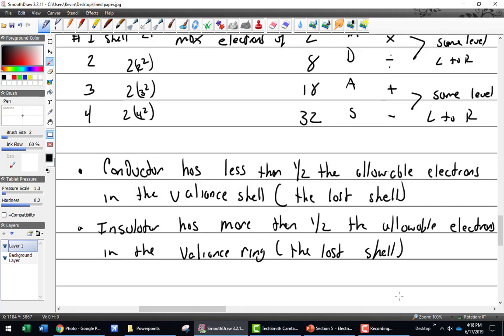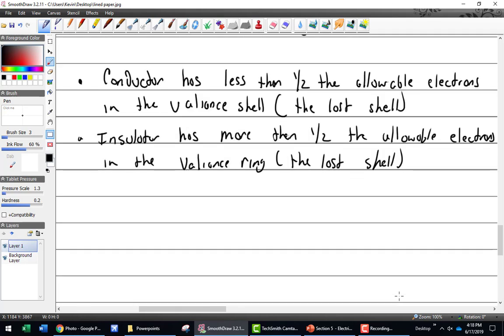Let me give you an example. I'm going to scroll this down a little bit. If I scroll too fast, somebody has to say, scroll too fast. All right. I'm not done writing my notes. You think gold is an insulator or a conductor? All right, so let's take a look at gold.